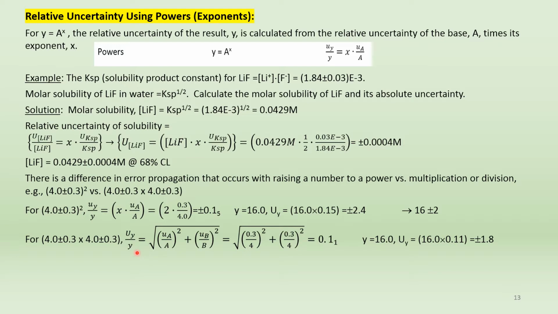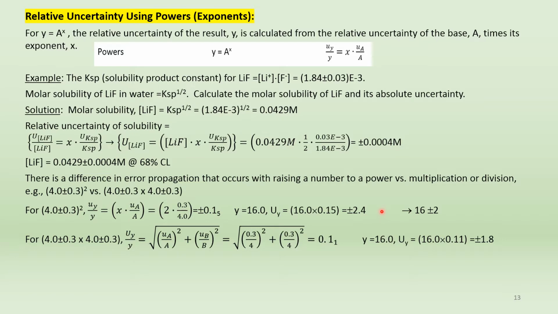Well, for multiplication and division, the relative uncertainty of the result is equal to the root of the sum of the squares of the relative uncertainties. The relative uncertainties are 0.3 over 4. We have that twice. And the result works out to be 0.11, which you can see is easily different than plus or minus 0.15. It's less in the case of multiplication than it is for powers. If I then want to convert the relative uncertainty to the absolute uncertainty, I simply multiply that by the result and find out that's plus or minus 1.8, which is less than you obtain with the power.